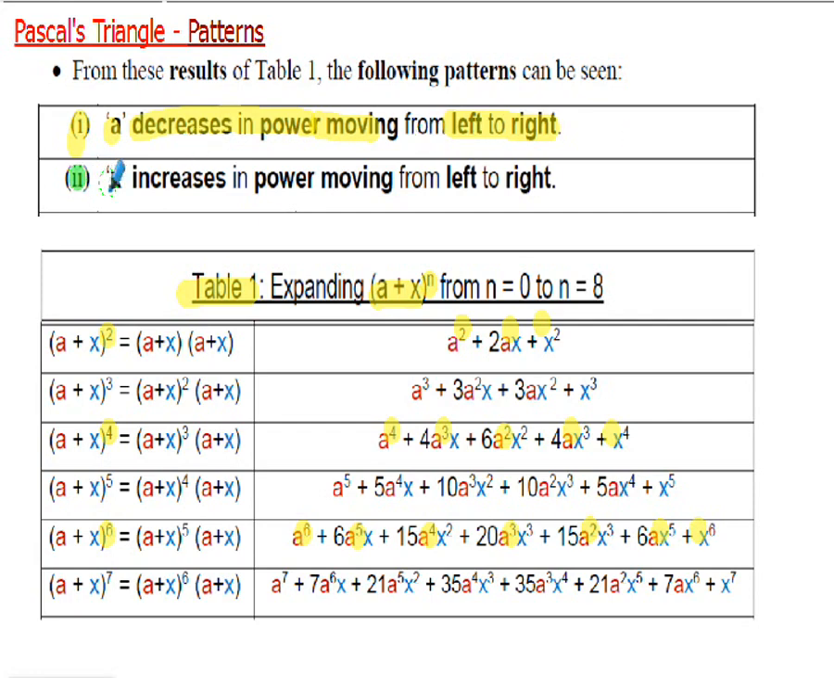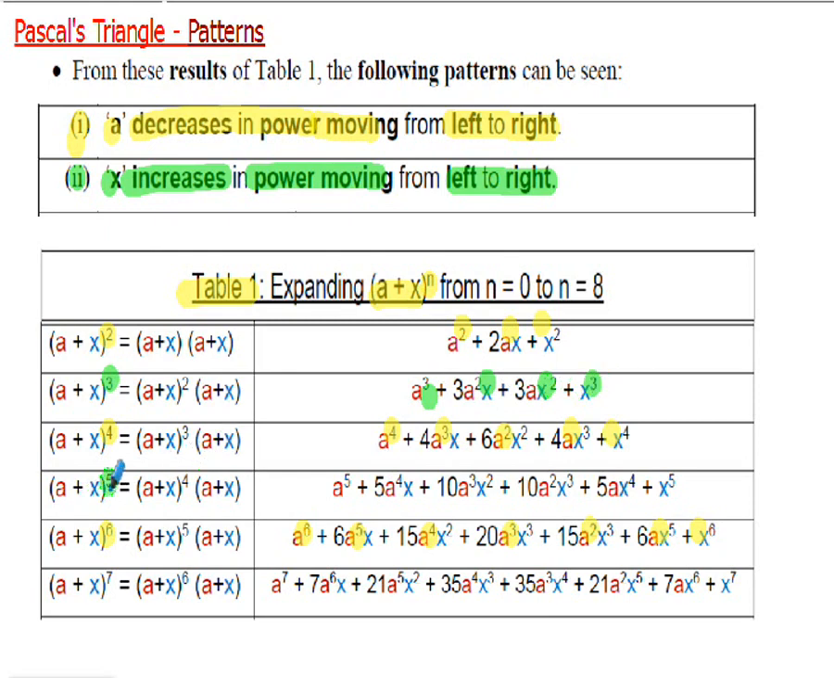Pattern 2 relates to the x, and the x increases in its power as we move from left to right. If I take the cubic expansion, what we've got here is x to the power of 0, because again that's 1. We've got x to the power of 1, we don't write the 1s, but the 1 is there, x to the power of 2, x to the power of 3.